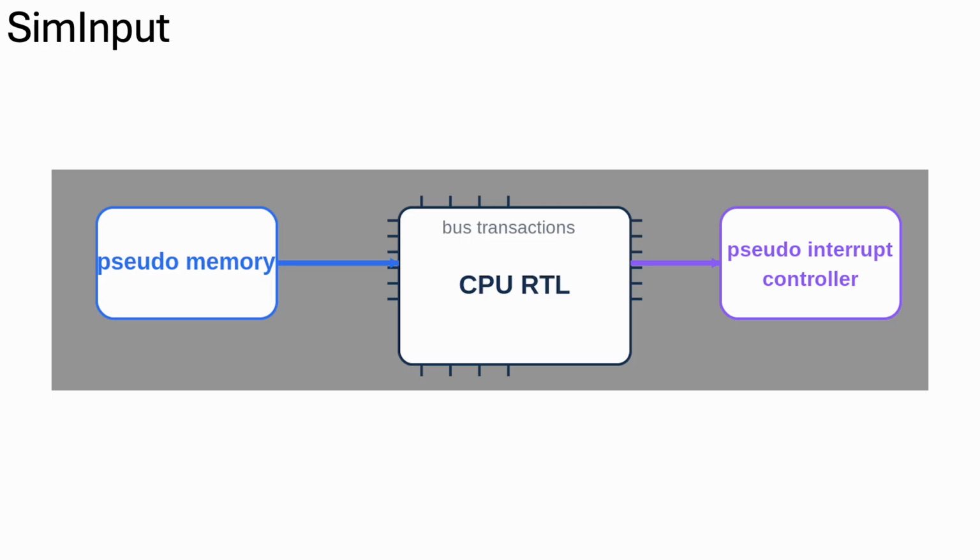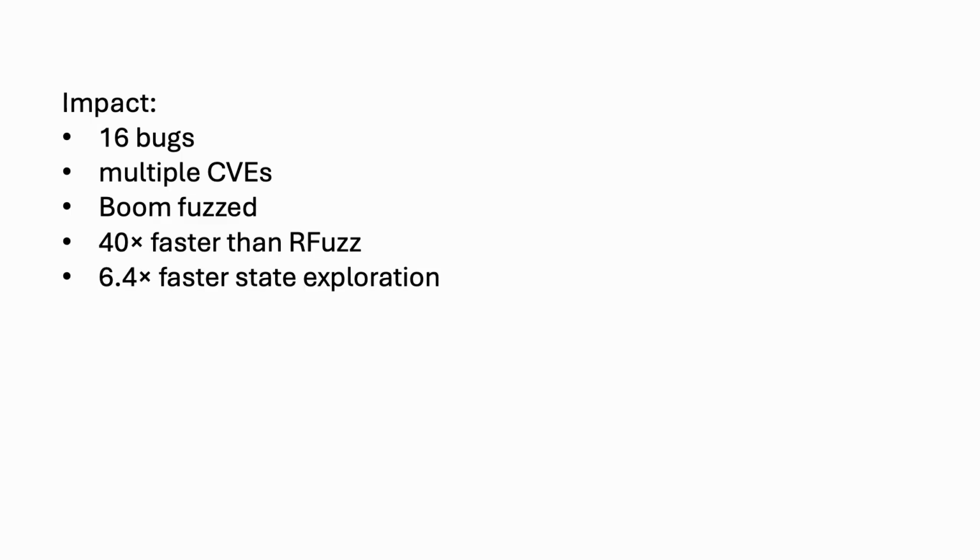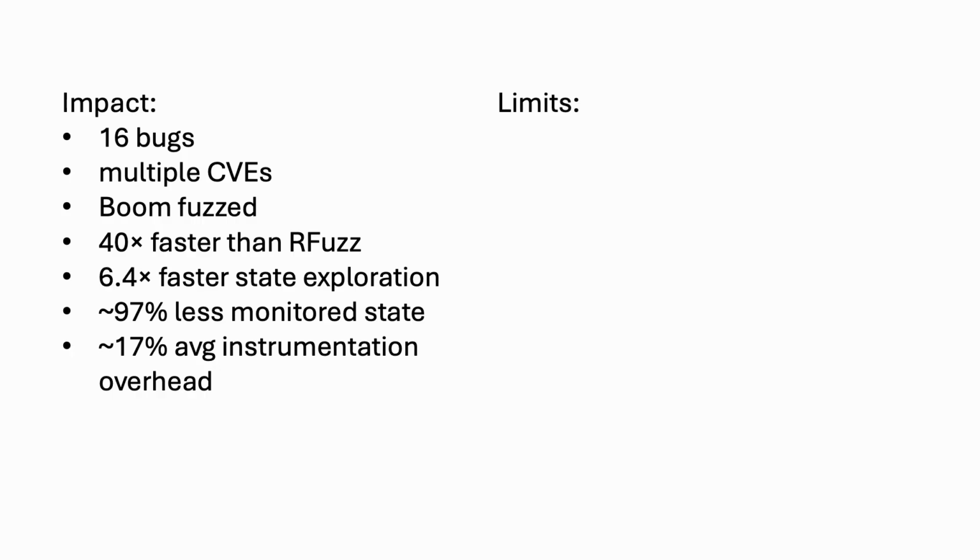So in terms of impact, empirically the paper does pretty well. They find many bugs that were previously unfound in various CPUs, and they're able to fuzz BOOM, which is such a big out-of-order core that prior approaches like RFuzz really struggle to instrument it. The MUX-based monitoring just gets too heavy. And then they have a big speed up over RFuzz, as well as a significant reduction in the state, as mentioned earlier, plus lower instrumentation overhead, which is always nice.